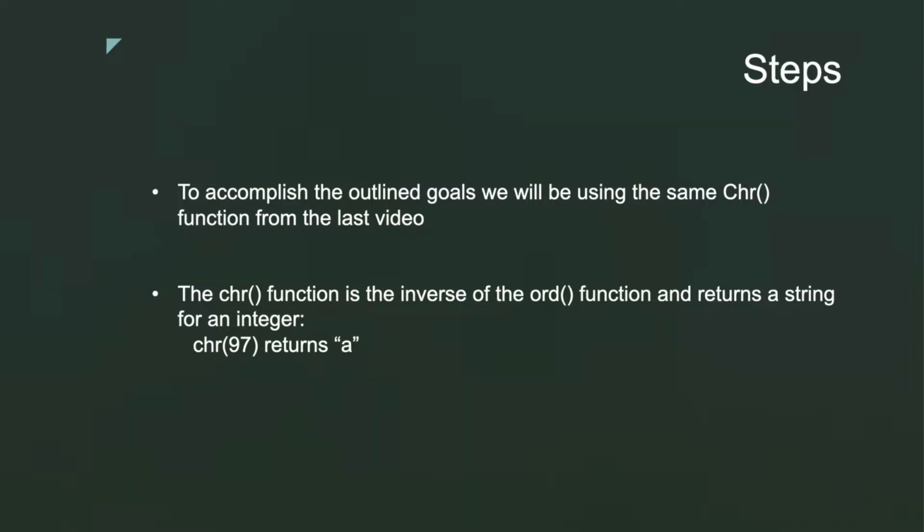And as a quick refresher, the chr function is basically the inverse of the ord function and returns a string for an integer between 0 and 255. So if I gave the function the parameter of 97, it would return the letter A. So let's take a look at how we want this to run.